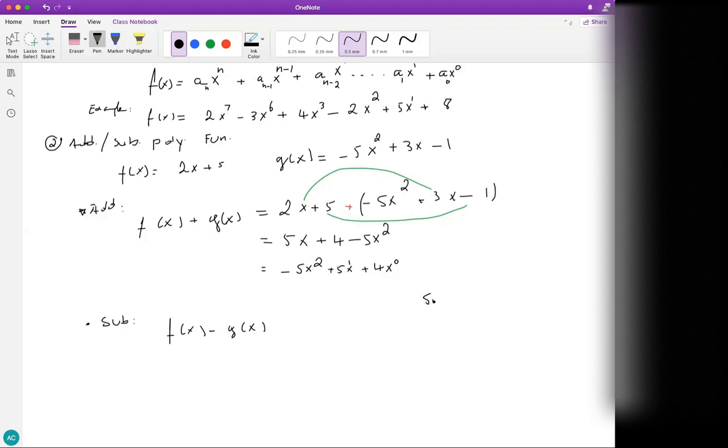If it says subtract f from g, which one do you write first when you subtract? The question is subtract f from g. How do you set up the subtraction? Which one do you write first?